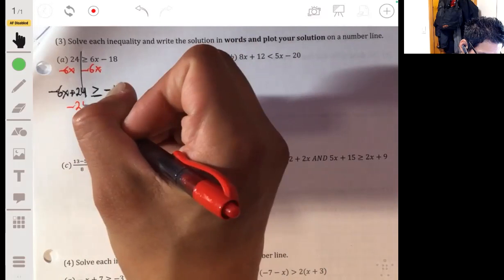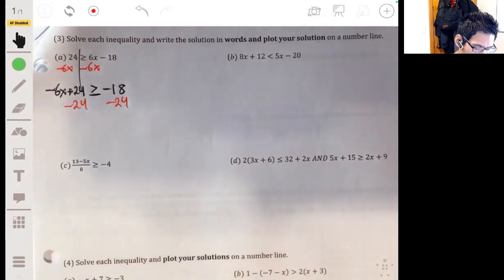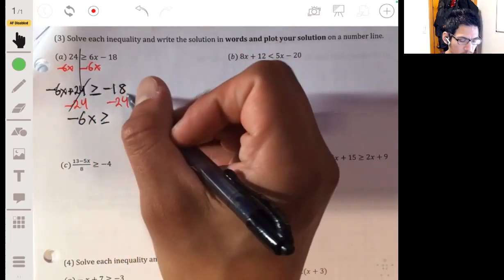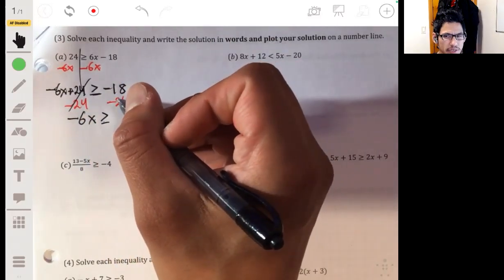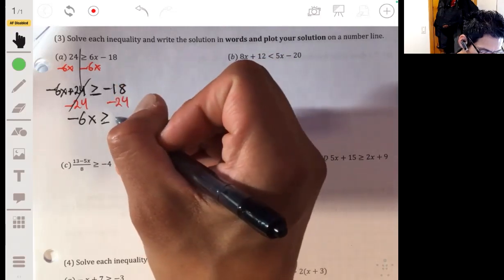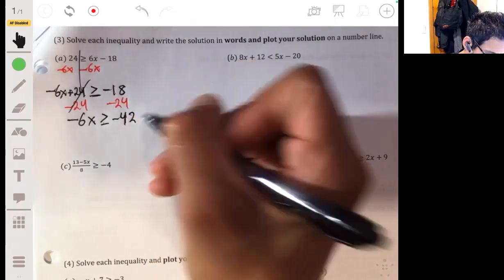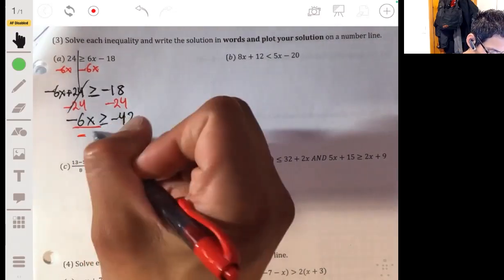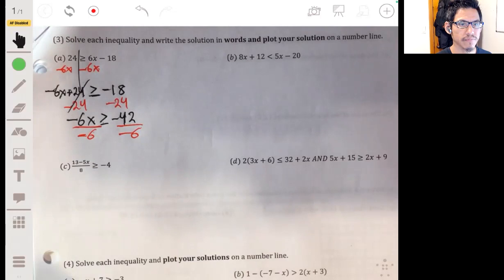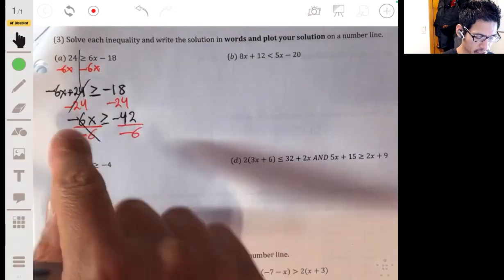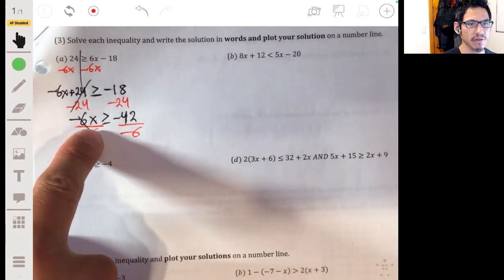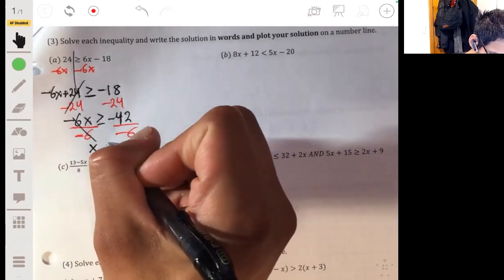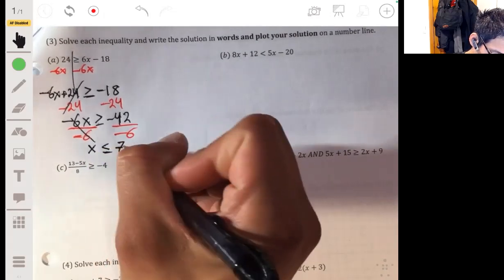And then I'm going to take away 24. Negative 6x is greater than or equal to, what is that? Negative 42. And then I'm going to divide by negative 6. And remember that when you divide by a negative number, we're going to have to flip the inequality symbol. So we're going to get x is less than or equal to 7.